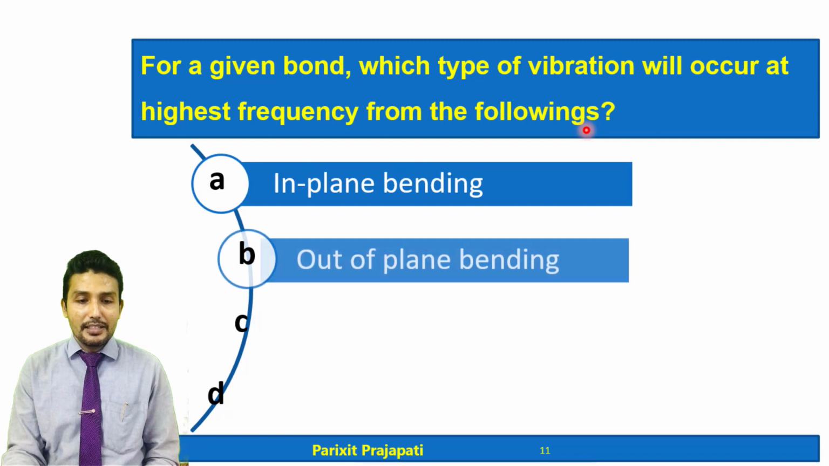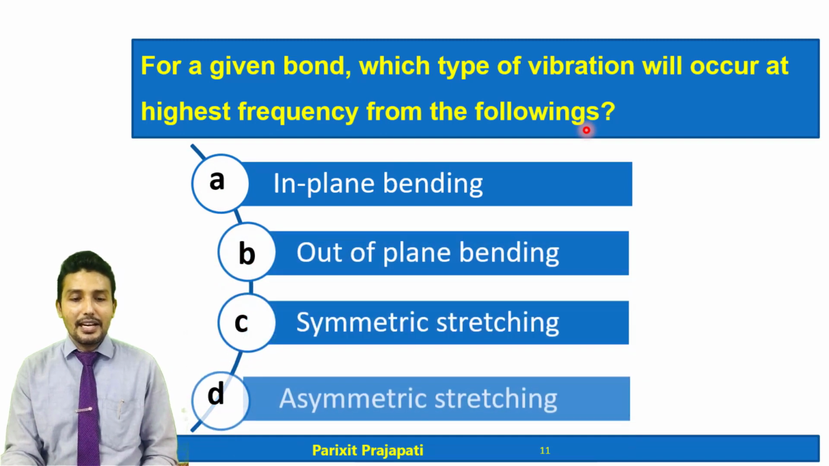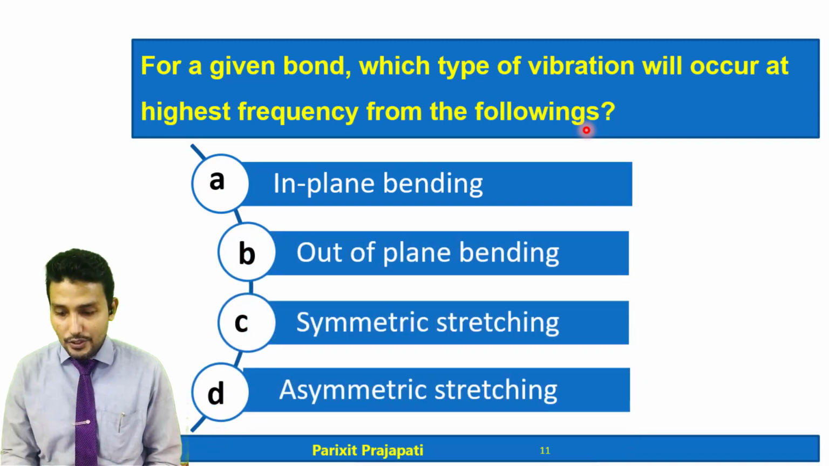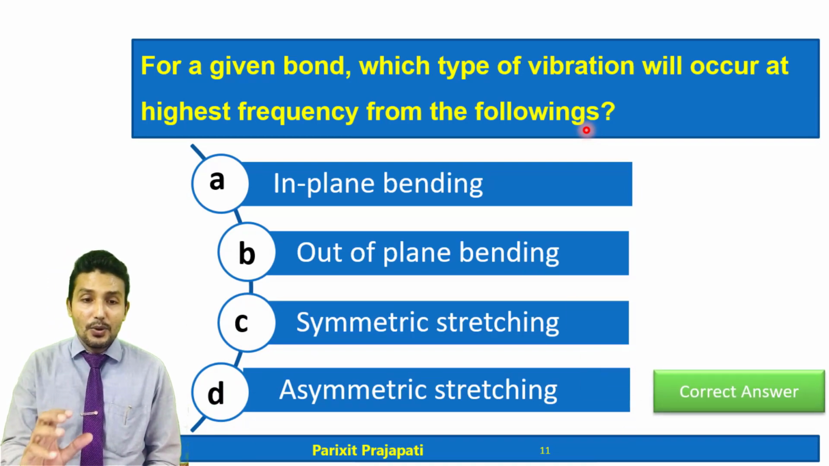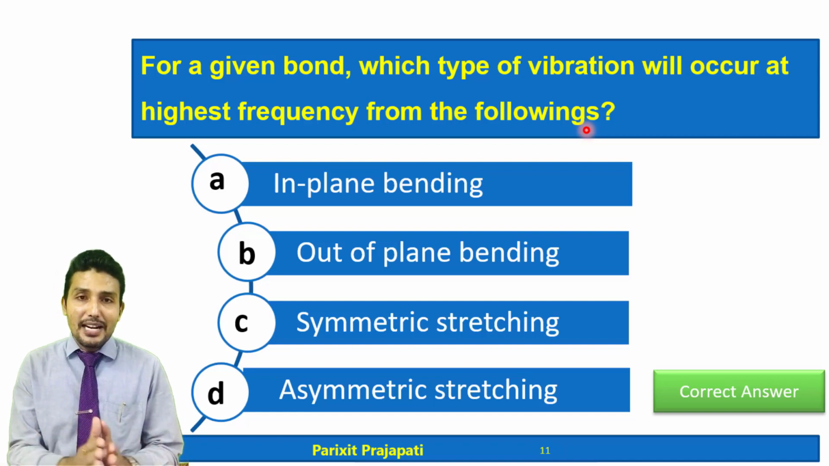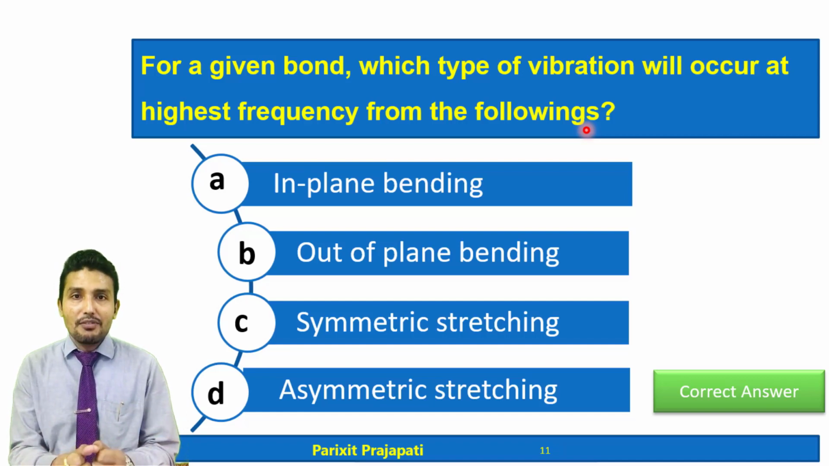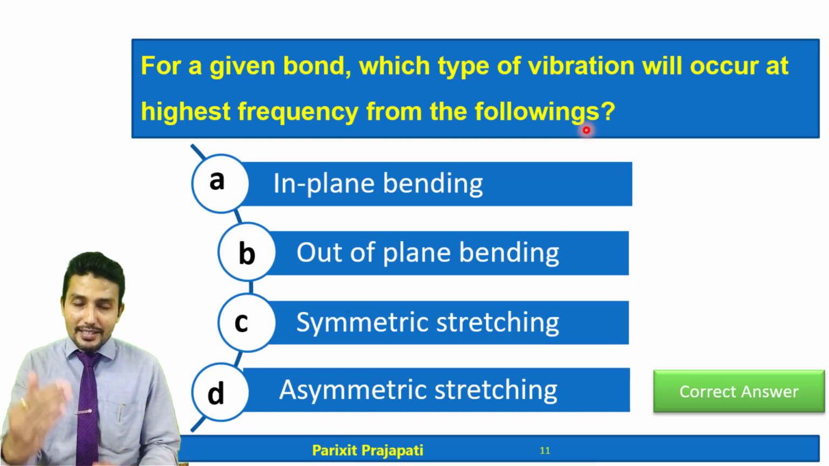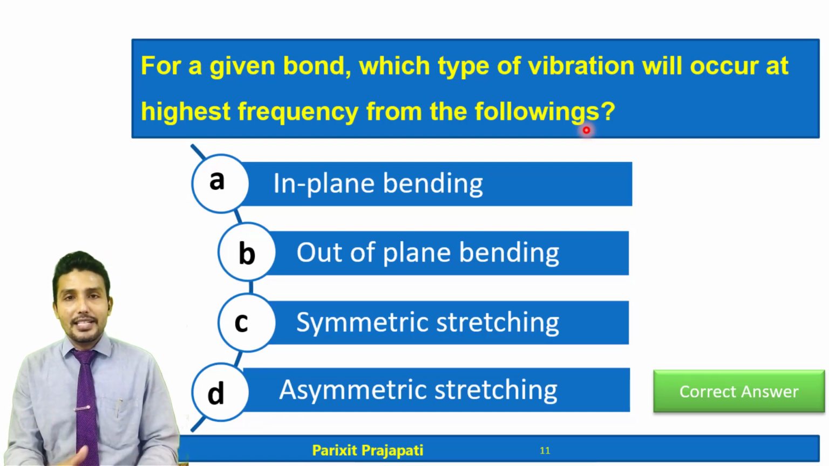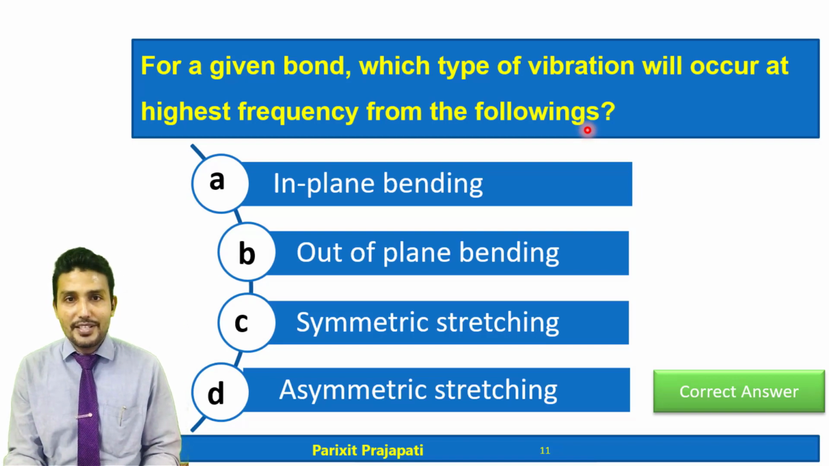So the options are in-plane bending, out-of-plane bending, symmetric stretching, and asymmetric stretching. The correct answer is asymmetric stretching. Stretching and bending differ in frequency: stretching requires more energy. Stretching vibrations will have a higher energy and a higher frequency, while bending will have a lower one. In stretching also, specifically asymmetric stretching will appear at a higher frequency.